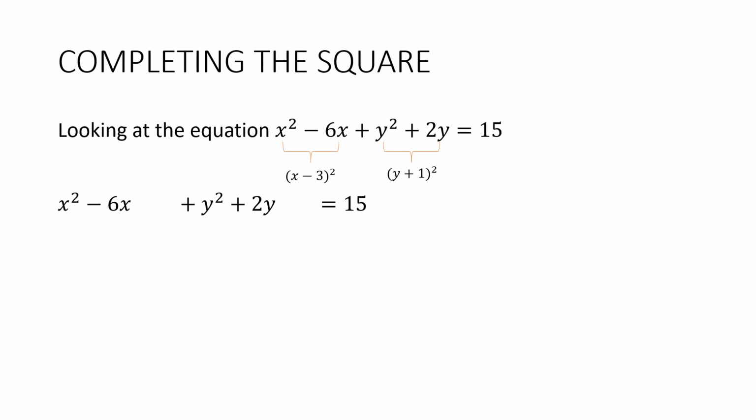I'm going to look at the coefficient of x and the coefficient of y, and I'm going to halve it, square it. Now the coefficient of x is -6, but we don't need to worry about the negative because it's going to square out. So I'm just going to look at the 6. Half of 6 is 3, 3 squared is 9. That's what goes in here. Coefficient here is 2. Half of 2 is 1, 1 squared is 1.